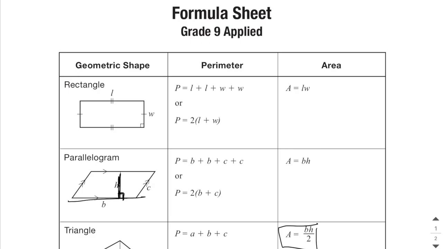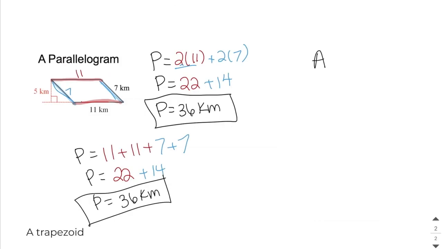But if we do it this way, we have still two sets of 11 and two sets of 7. So when I add 11 plus 11, I still get 22. When I add 7 plus 7, I still get 14. And the perimeter, when I add those two numbers together, gives me 36 kilometers. And just a heads up, our formula sheet says to add B plus B plus C plus C, or 2 times B plus C.